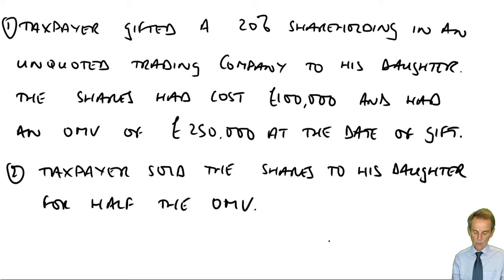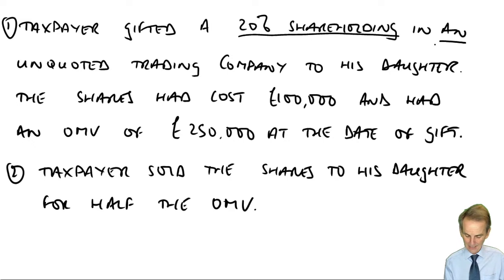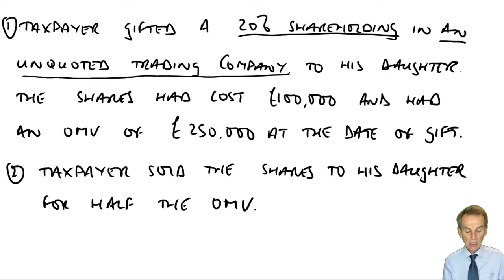The more basic one to begin with: a taxpayer gifted a 20% shareholding in an unquoted trading company. So is this a qualifying business asset? Yes, it is. Any shareholding in an unquoted trading company is going to be eligible for gift relief. What about if I'd said that it was a quoted trading company? Then yes, we would still qualify in relation to gift relief. Why? Because 20% is at least 5%, and therefore it's the taxpayer's personal trading company.